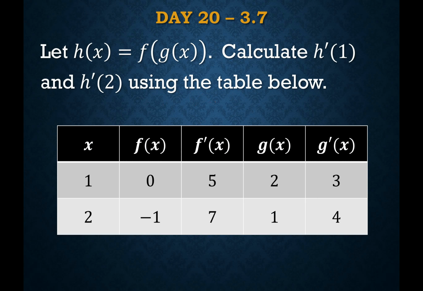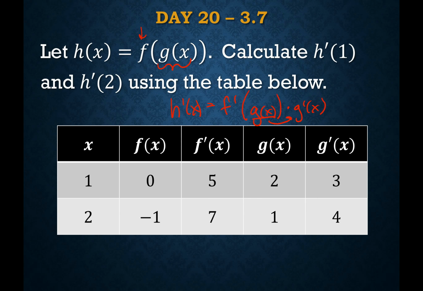Well, they're asking us to calculate h prime of 1 and h prime of 2, and I think in order to evaluate something into a function, we need to know the equation for that function first. So before I evaluate anything, let's go ahead and find h prime of x. So h prime of x, how do we take the derivative of this? Well, it has an outside function and a function that's composed inside. So the derivative of the outside function, f prime, keep the inside the same, and then of course multiply by the derivative of the inside.